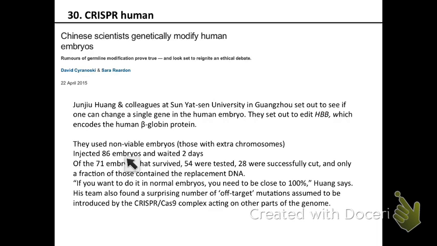They injected 86 embryos and waited 2 days. And of the 71 embryos that survived, they were able to test 54 of them. And 28 of them had genomes that were successfully cut, but only a fraction of those contained the replacement DNA. So they were trying to change the DNA sequence of this gene by using homologous recombination and providing a template, right? So that would be a gene therapy kind of thing. If there's a mutation, you want to correct it. You don't want to just cut the gene. So a very inefficient process, but it's still doable, right?